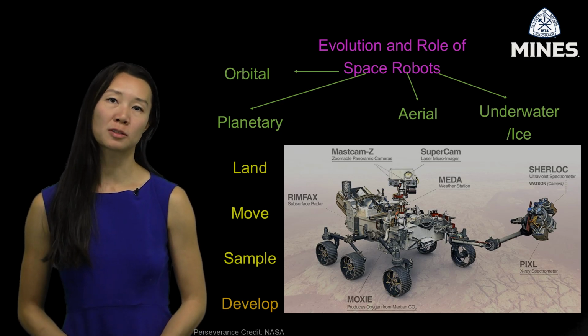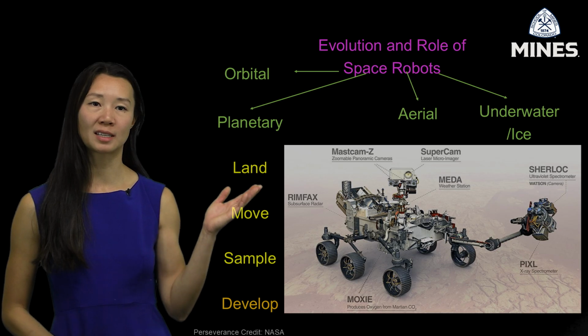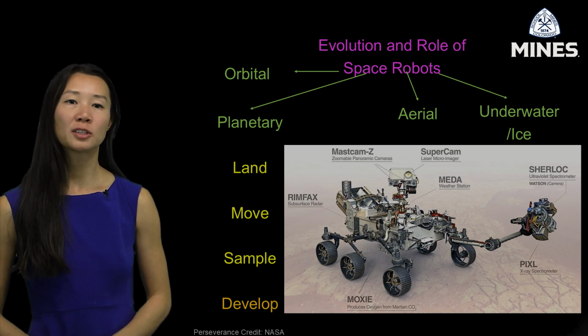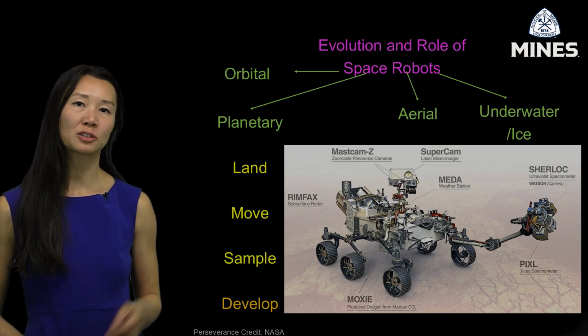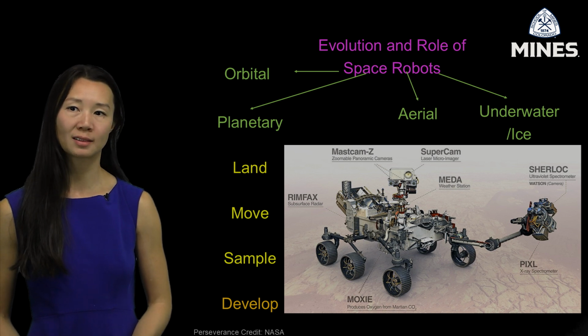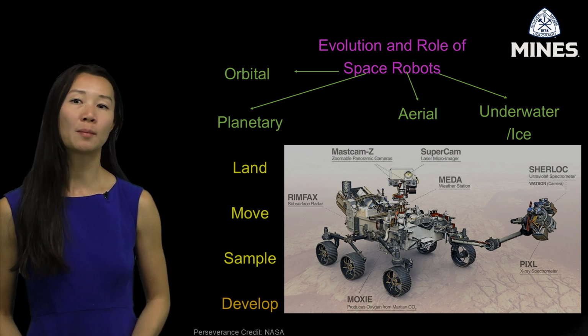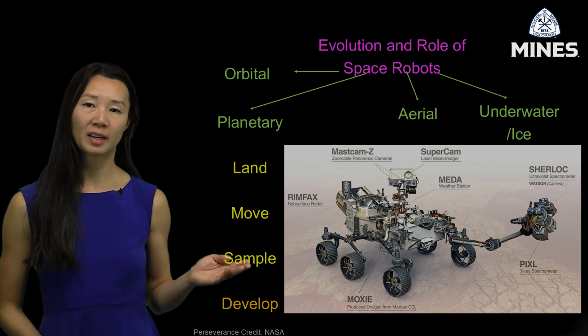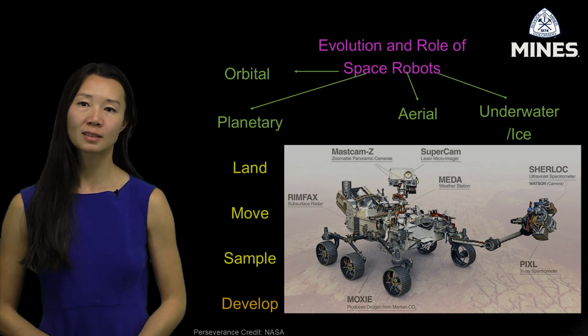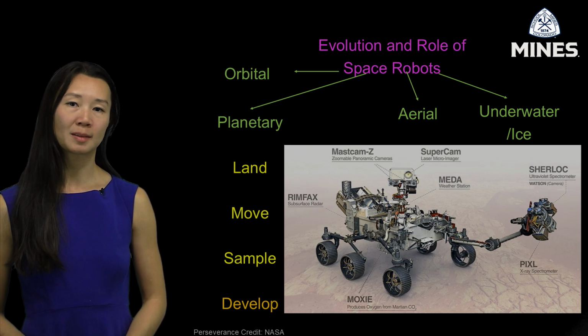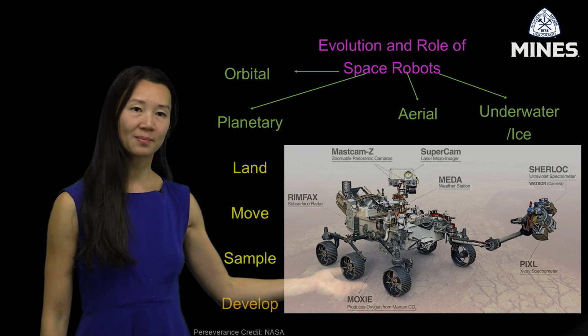A space robot's role progressed from just landing, which is a lander or probe, to moving around a planetary surface to do some in situ science. Rovers then get more advanced and start manipulating the environment by sampling rocks. These capabilities are well demonstrated in Perseverance.